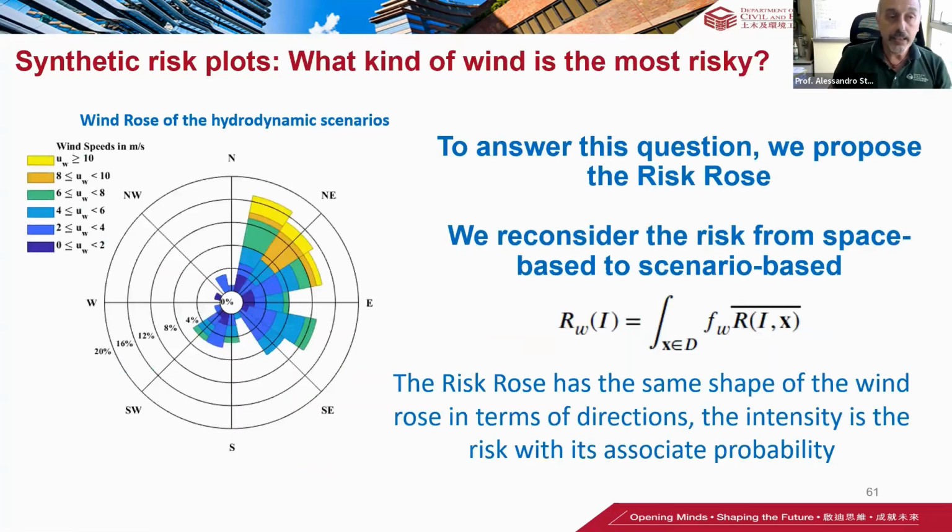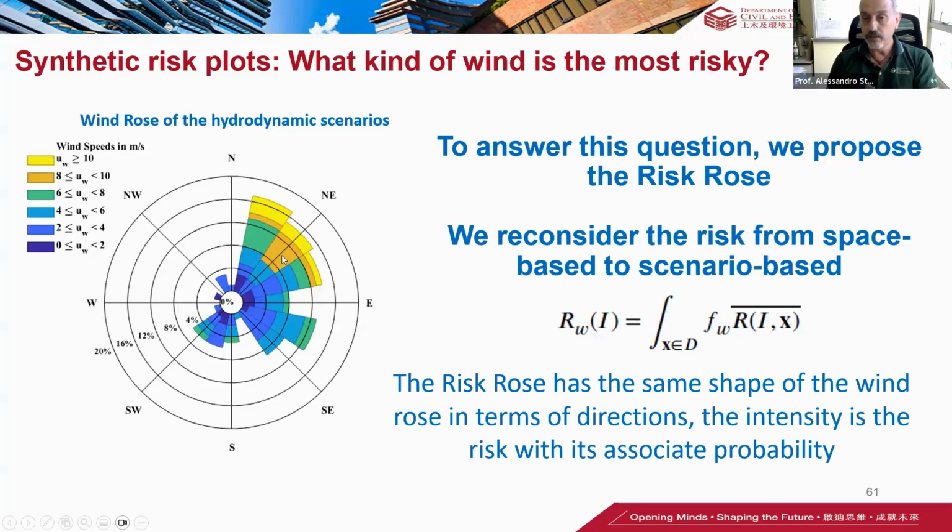The second idea is very intuitive. You are for sure well aware of what a wind rose is. A wind rose, which is exactly this one, is usually a synthetic representation of the wind direction and the wind intensity, in terms of the percentage of occurrence. So we said, why don't we do the same? We take, for a single scenario, the same wind directions, but instead of using the wind speed, we use the risk.